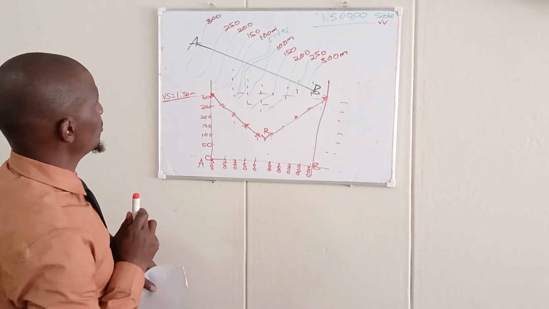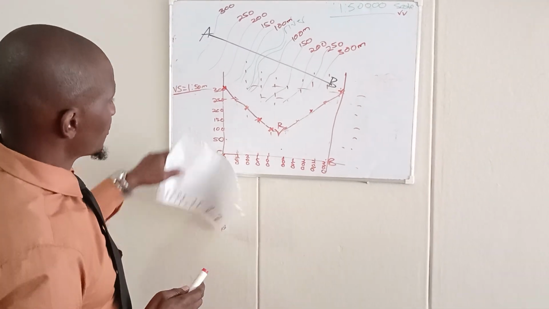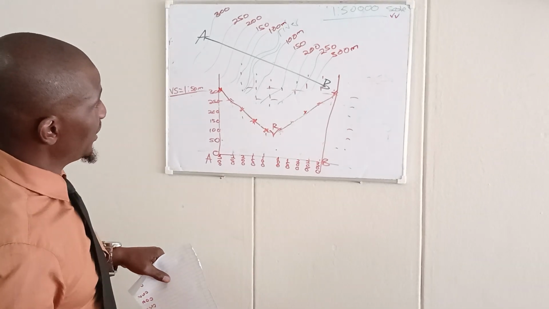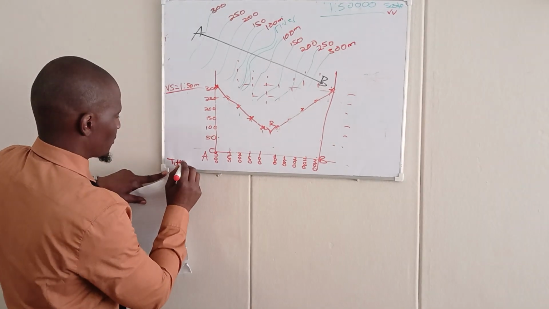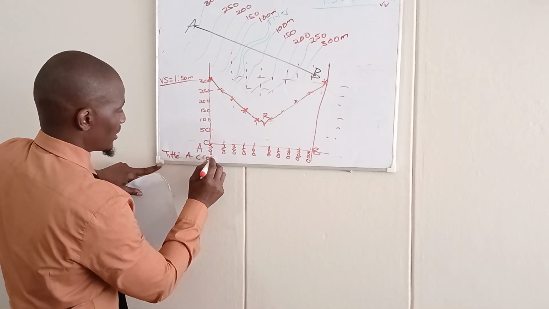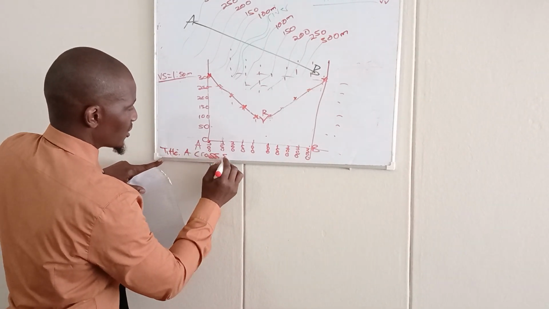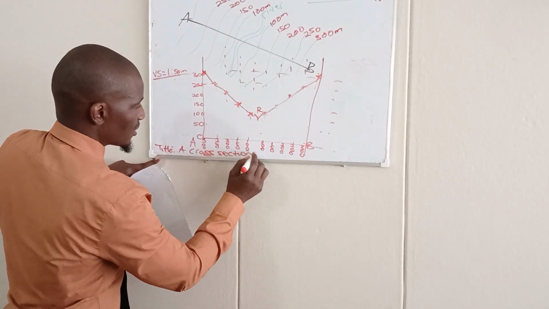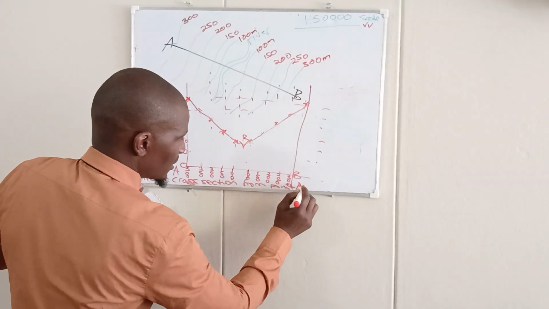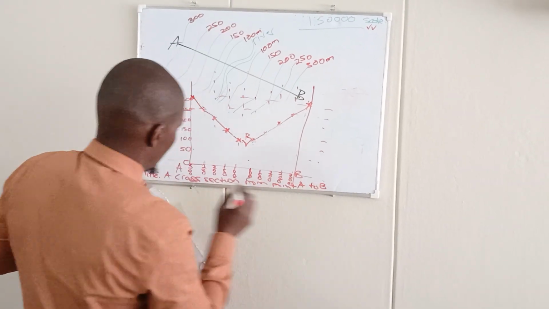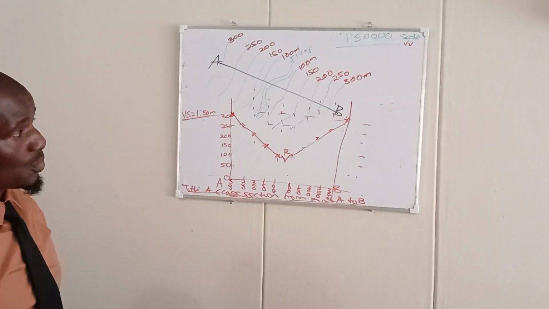So the first thing that you do is know how to plot a cross section. This is the cross section. Of course, it is going to have a title, a cross section from A to B. This is a cross section title. Obviously, whenever you're doing a cross section, you're supposed to make sure that you put a title. So this is your cross section.